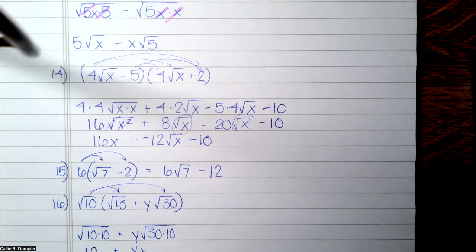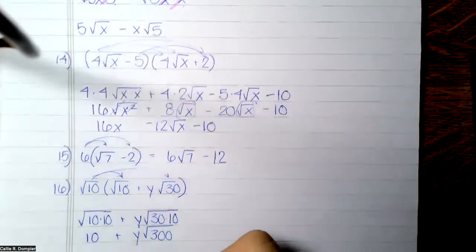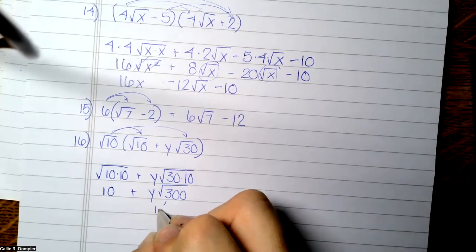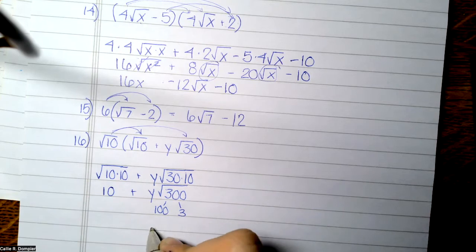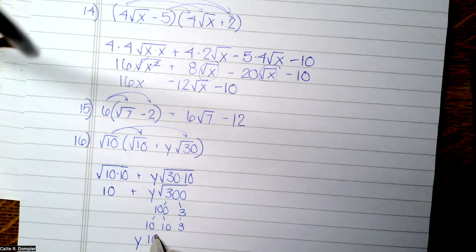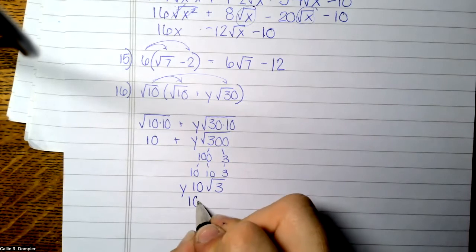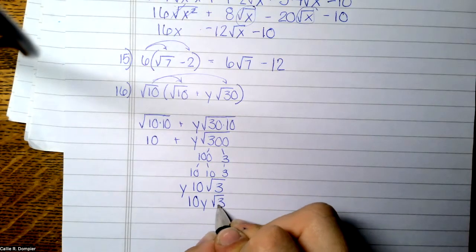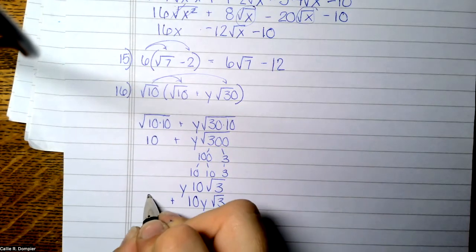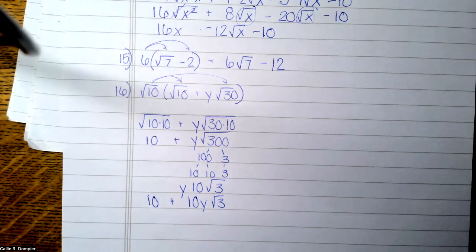Plus y square root 300, right? We know that 300 becomes 100 times 3. 100 becomes 10 and 3 remains 3. That'll be y times 10 square root of 3, right? Or 10y square root of 3. We were adding them, and this was just the number 10.